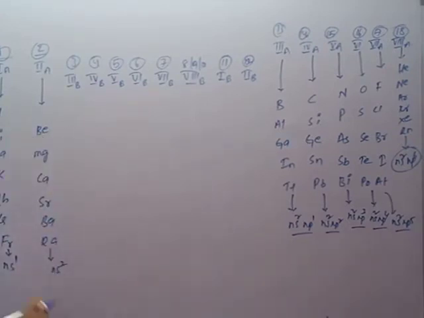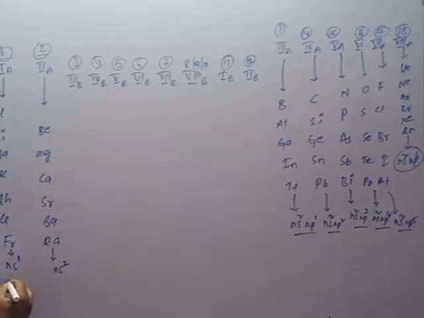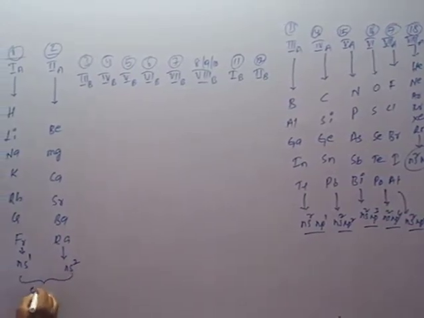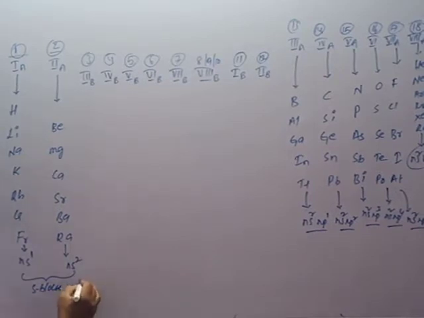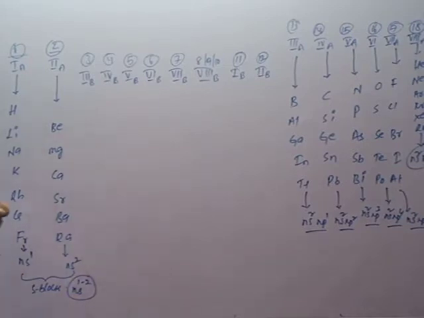First group elements are ns1, second group ns2. So the first and second group elements are known as s block elements. What are s block elements? The s block elements have the configuration ns1-2.